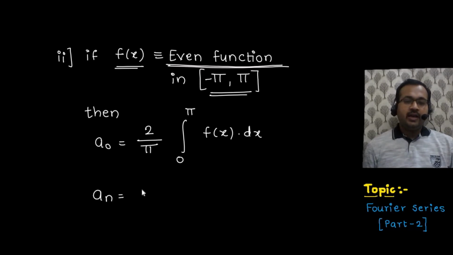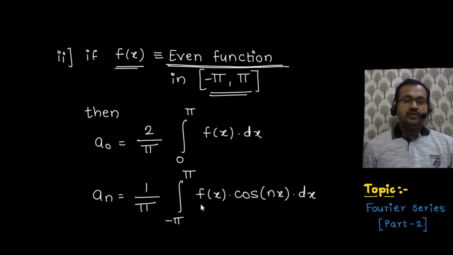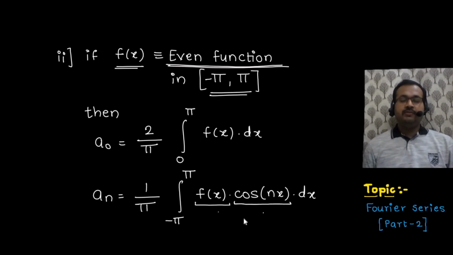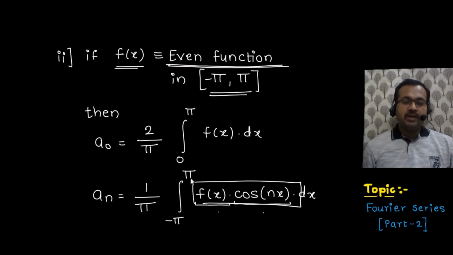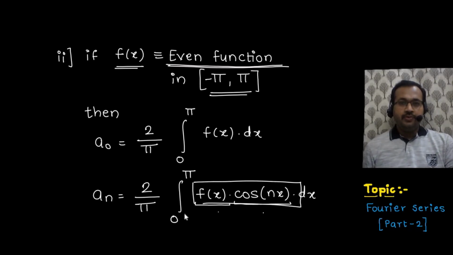Similarly, an can be calculated by using the formula 1 upon pi integration from the initial interval minus pi to pi f of x into cos nx with respect to x. Since f of x is an even function of x, cos nx is also an even function of x, and the product of two even functions is always even. Then we can rewrite the integration of an even function in the range minus pi to pi as 2 times integration 0 to pi. So this will be your formula for Fourier coefficient an.